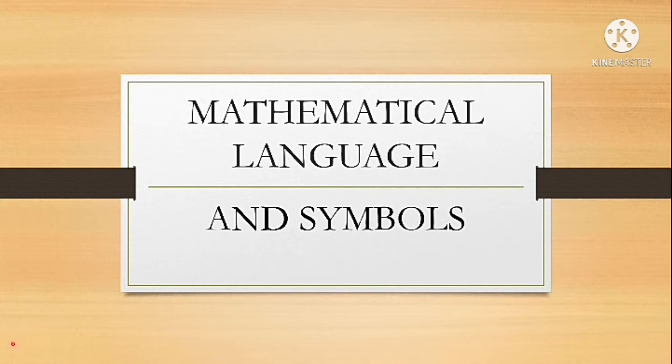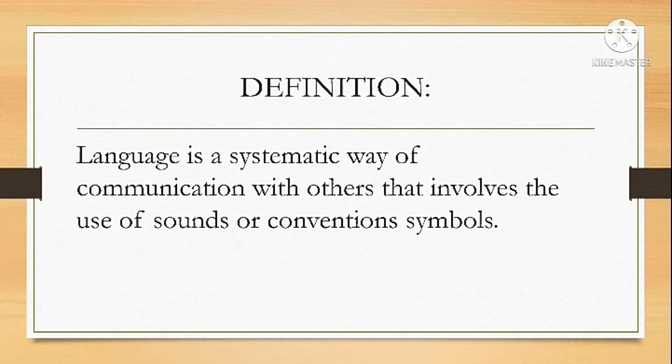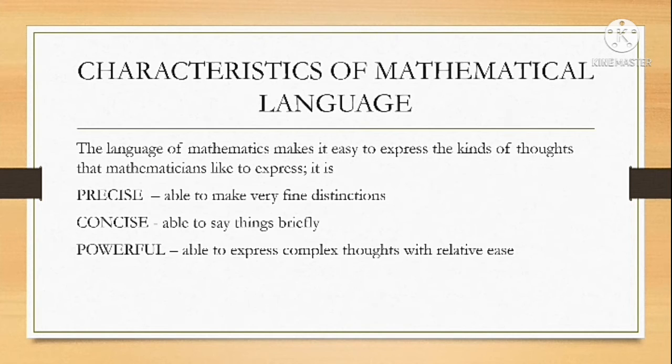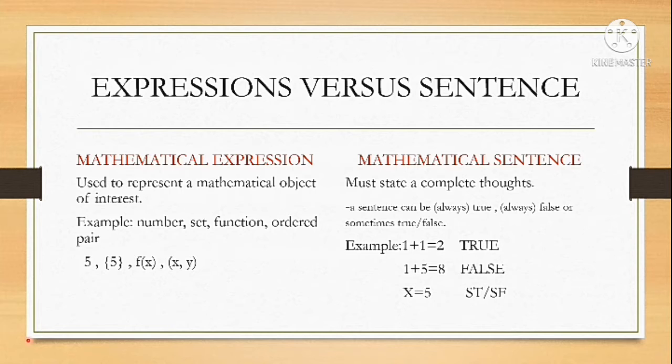Mathematical language and symbols. Language is a systematic way of communicating with others that involves the use of sounds or conventional symbols. Here are the characteristics of mathematical language. The language of mathematics makes it easy to express the kinds of thoughts that mathematicians like to express. It is precise, able to make very fine distinctions; concise, able to say things briefly; powerful, able to express complex thoughts with relative ease.